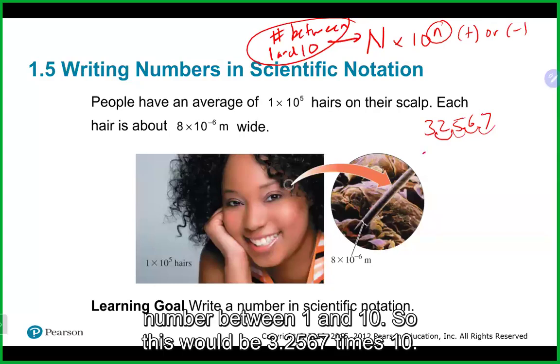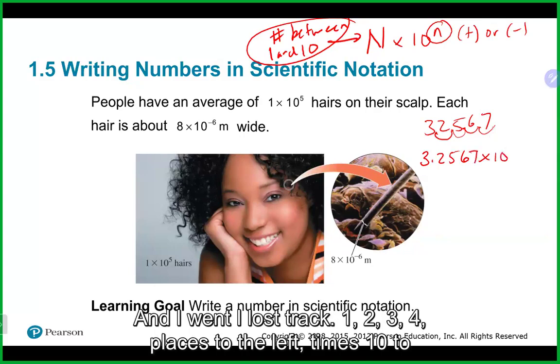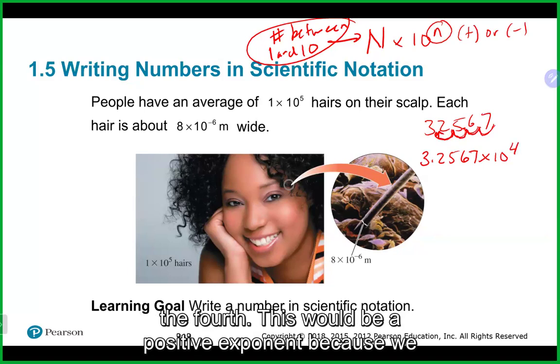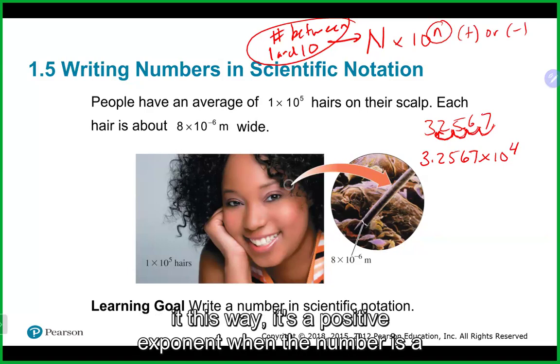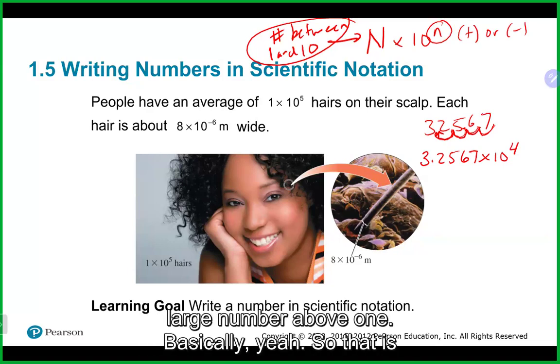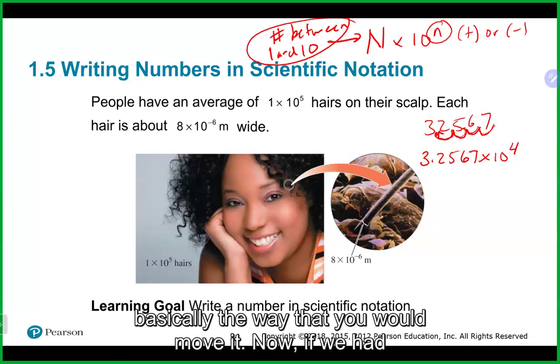So this would be 3.2567 times 10, and I lost track, 1, 2, 3, 4 places to the left, times 10 to the 4th. This would be a positive exponent because we moved the decimal place to the left. Or if you want to remember it this way, it's a positive exponent when the number is a large number, above 1, basically. So that is the way that you would move it.